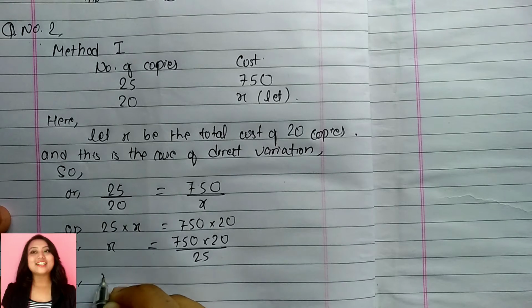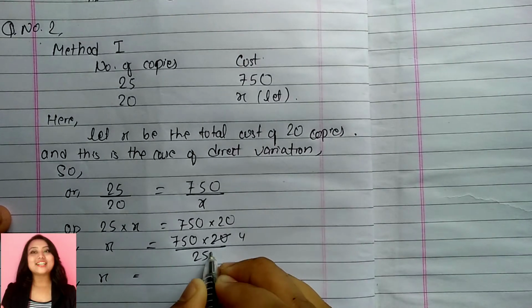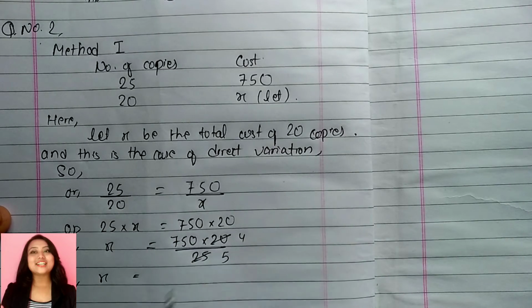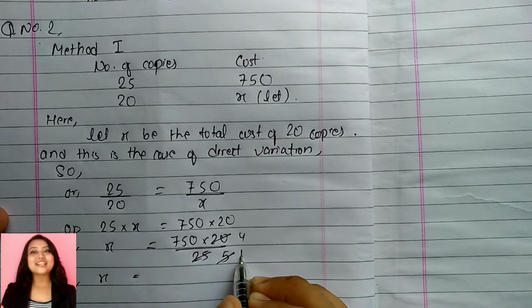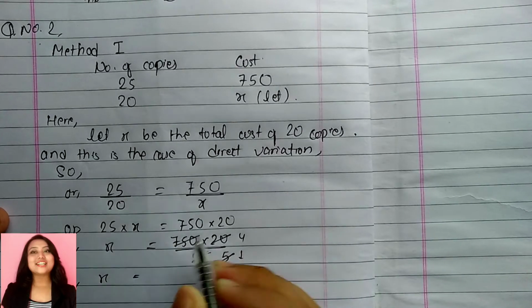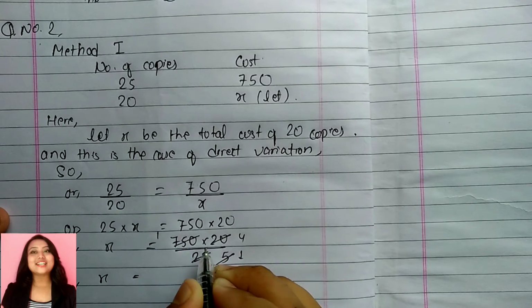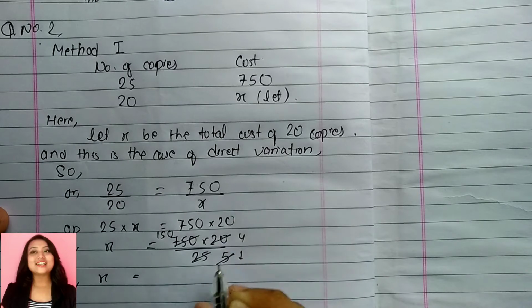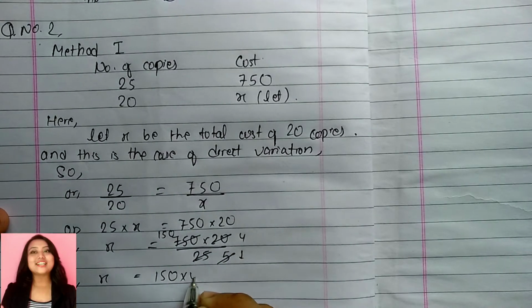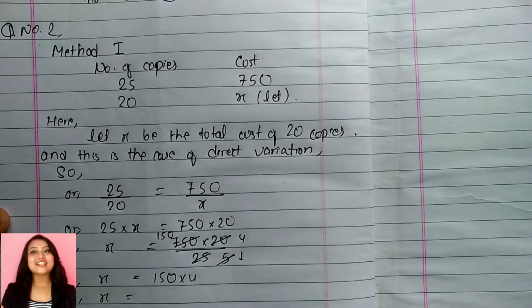Now let's do the calculation. We can do the calculation by 5 4s are 20, 5 5s are 25. Again, this 750 can also be divided by 5. 5 1s are 5, 2 will be remaining, 5 5s are 25, and 0 will be there. So 150 into 4 will be there, 150 into 4, or x equals 150 into 4.